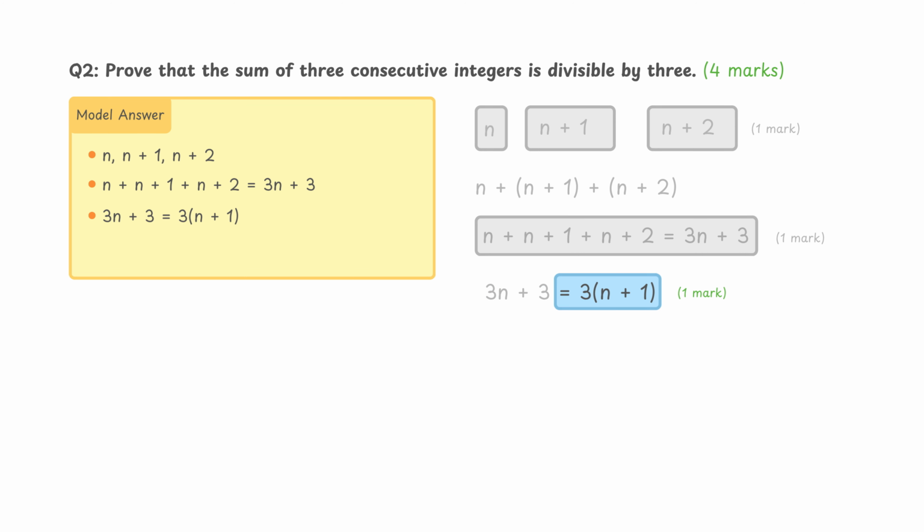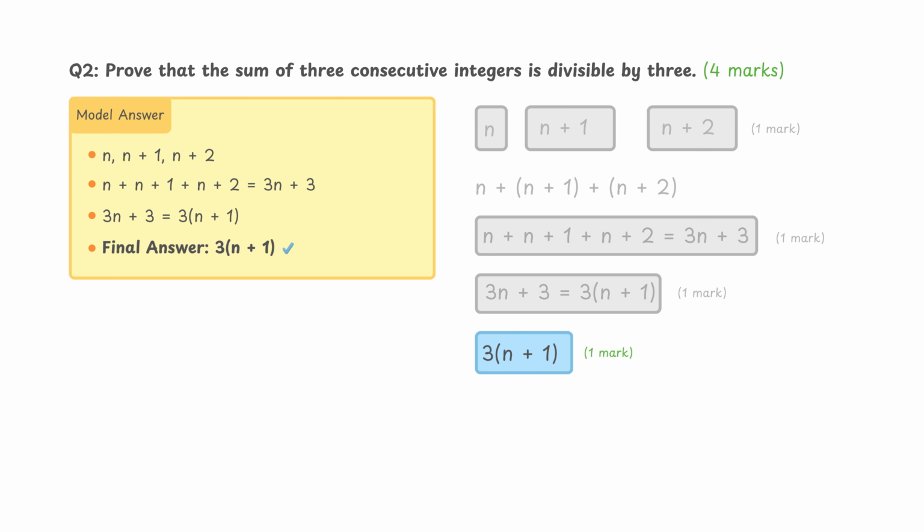We have shown that the sum is equal to 3 multiplied by something. This means the result is always a multiple of 3. And if a number is a multiple of 3, it is divisible by 3. So we have proven the statement. This earns the final mark.